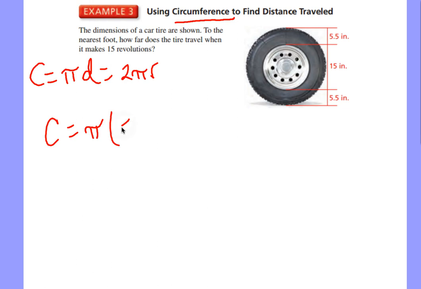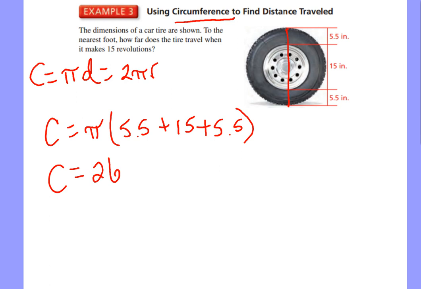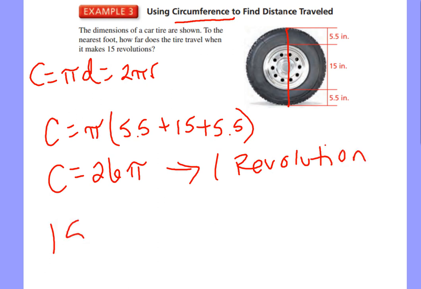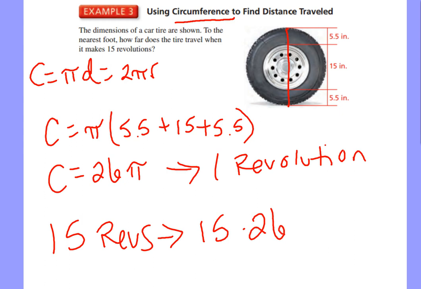So it's pi times 5.5 plus 15 plus 5.5 in this example, because I'm going all the way from start to finish. If this is going to give us one revolution, we just got to find the total circumference and multiply it by 15. So we have 11 plus 15 gives us 26, and so we end up saying that we have 26 pi is one revolution. So if that's one revolution, 15 revs is 15 times 26 pi.